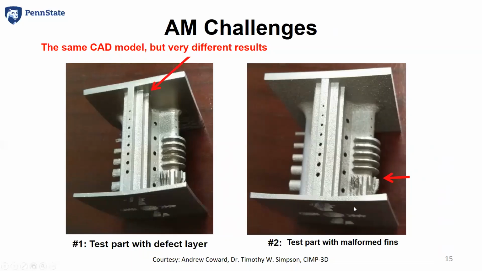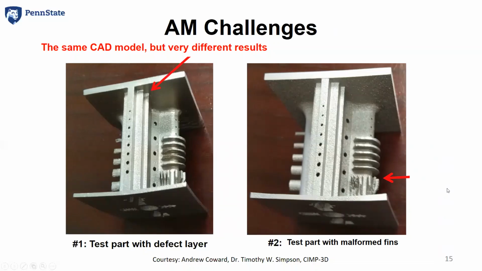This is one test part with defect layers over here, and this is a second test part with malformed features over here. So as we can see, we are trying to do the same CAD model, same process setting, same machine, but the process still has uncontrollable variations. Now, how can we tackle those challenges in additive manufacturing?